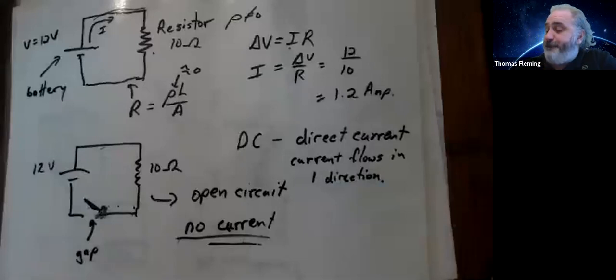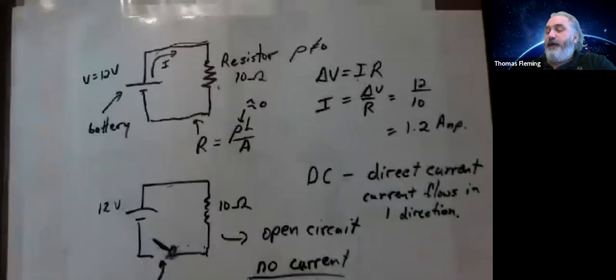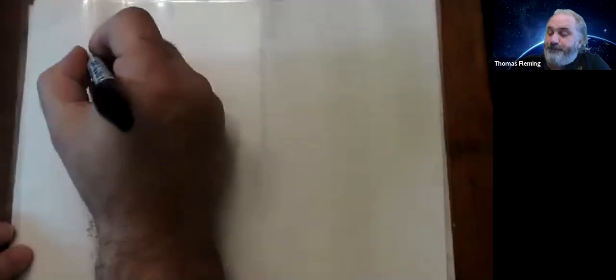Let's make it more complicated. Let's take a direct current or DC circuit, and let's have that DC circuit operate in the presence of multiple resistors.